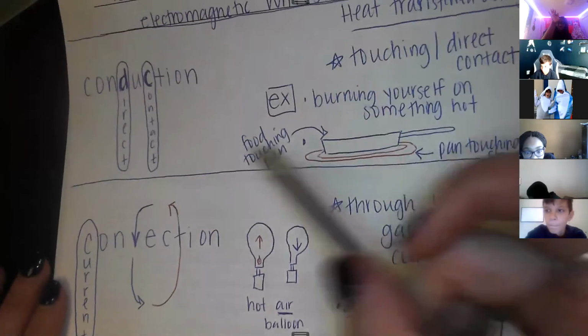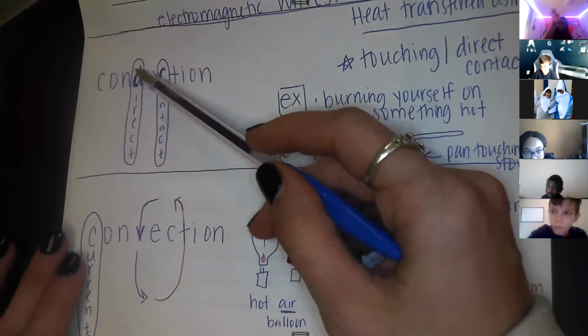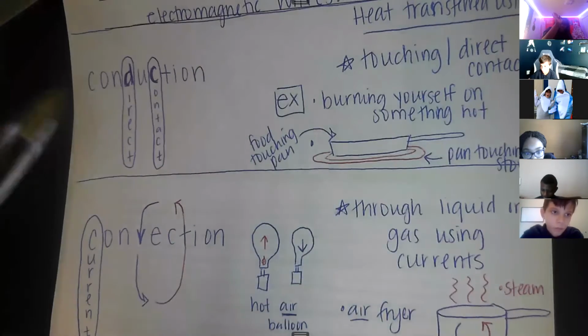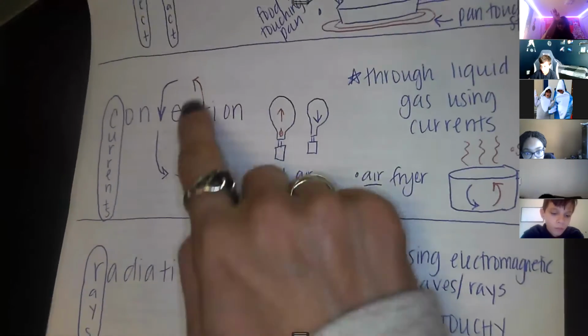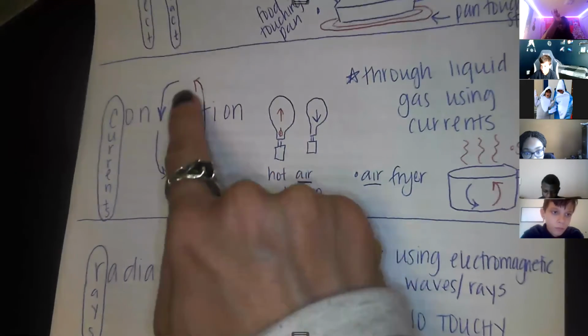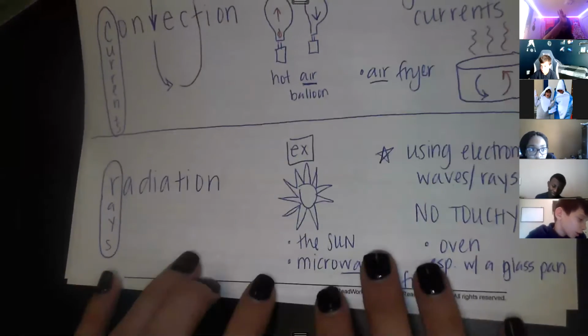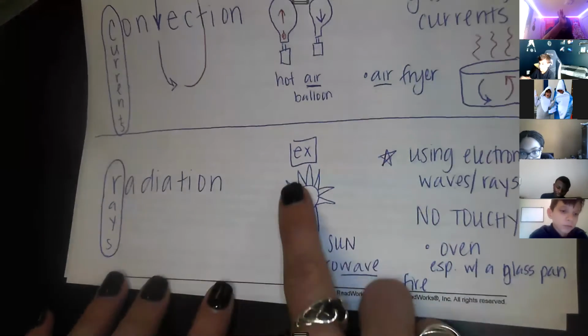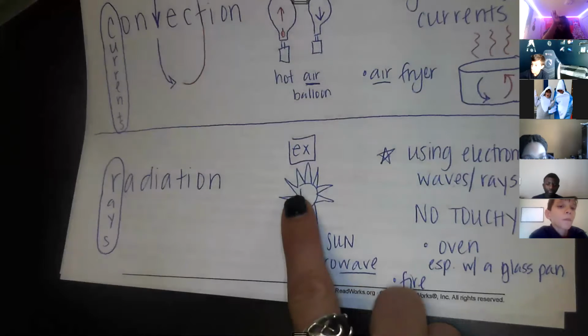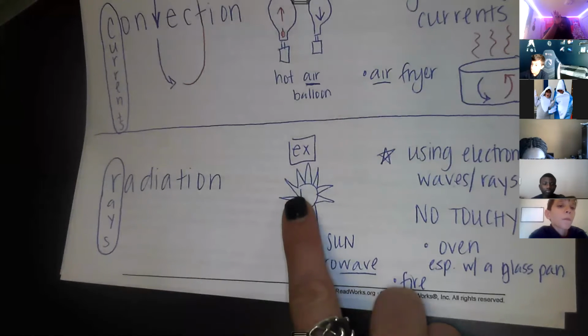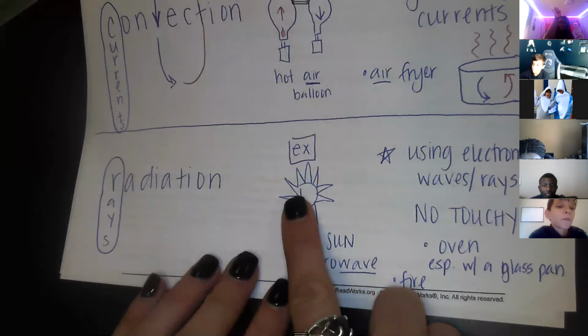But if you use these tricks I showed you, conduction is direct contact, so touching. Convection is using currents. Think about the V as an arrow, right? Cold air sinking, hot air rising. And radiation is rays like the sun. I'm not touching the sun, right? But I still feel its warmth. Everybody follow me there? All right.